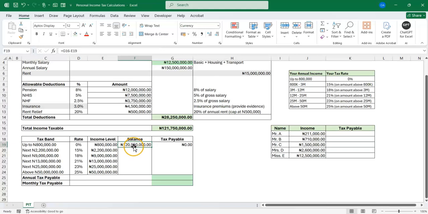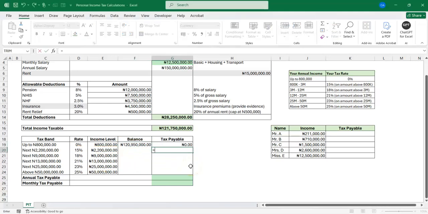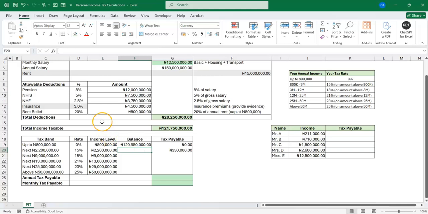Now, since we know that 120,950,000 is greater than 2.2 million, we charge that at 15%. That's how it works. So we come here to say equals to this amount times 15%, and this is the amount she's going to pay here. And then we come here to less it and say equals to this amount minus 2.2 million. And then we have this.